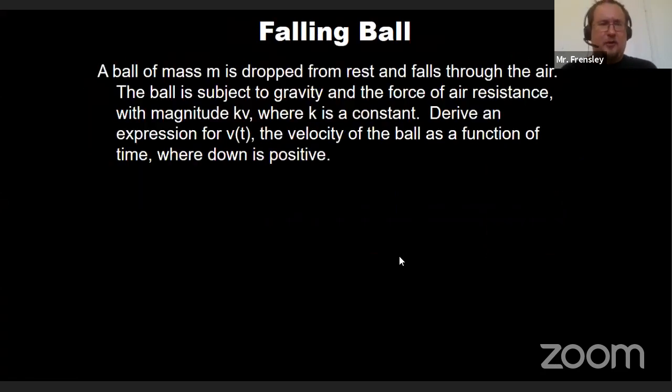All right, round 2. A ball of mass m is dropped from rest and falls through the air. The ball is subject to gravity and the force of air resistance with magnitude kv, where k is constant. Derive an expression for v as a function of t, the velocity of the ball as a function of time, where down is positive. Your answer will have t as well as m, g, and k as constants. This one is a little bit more difficult algebraically and may require the use of integration by substitution.